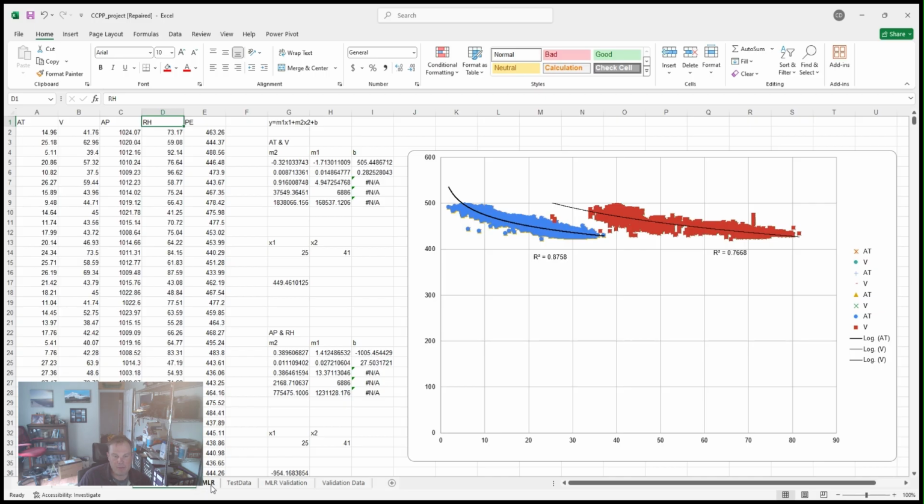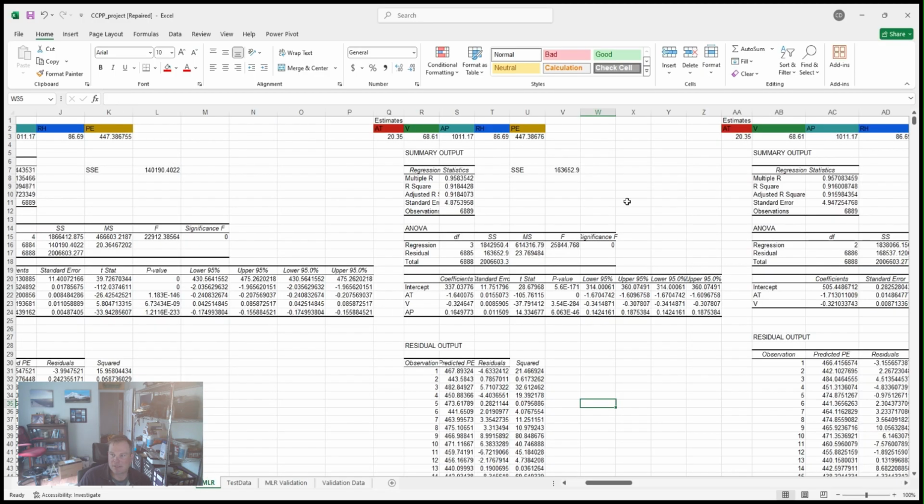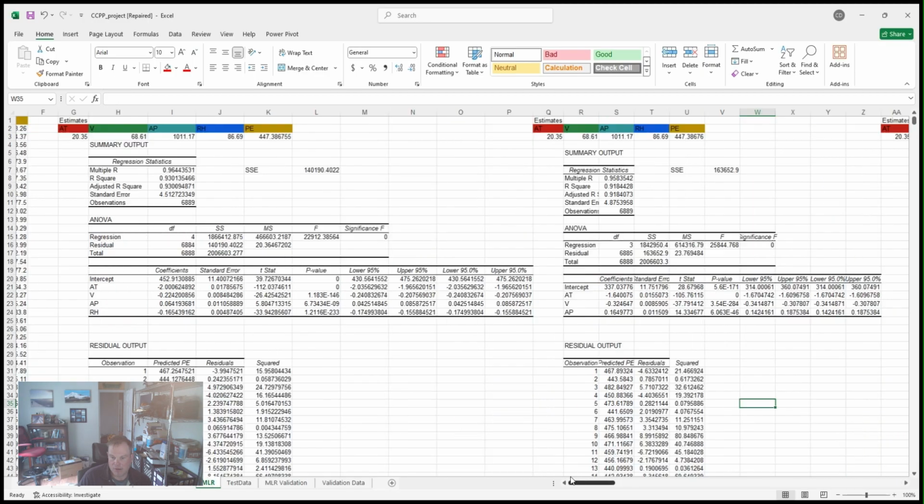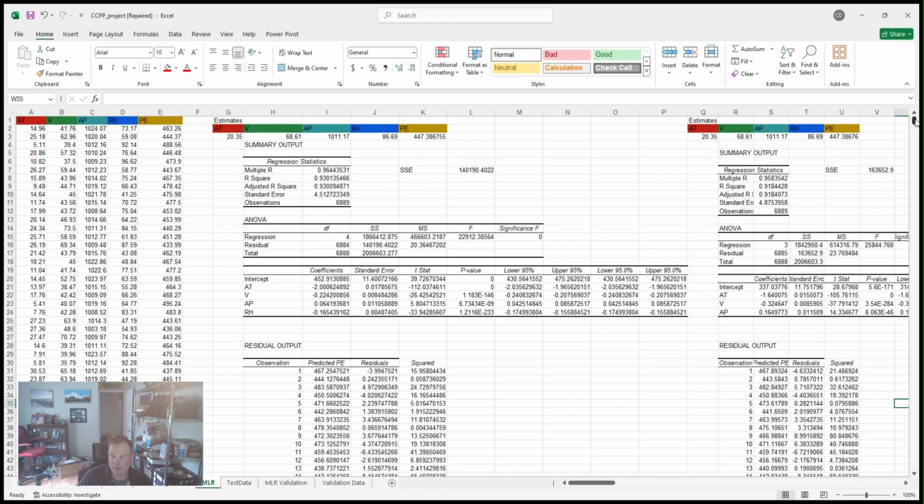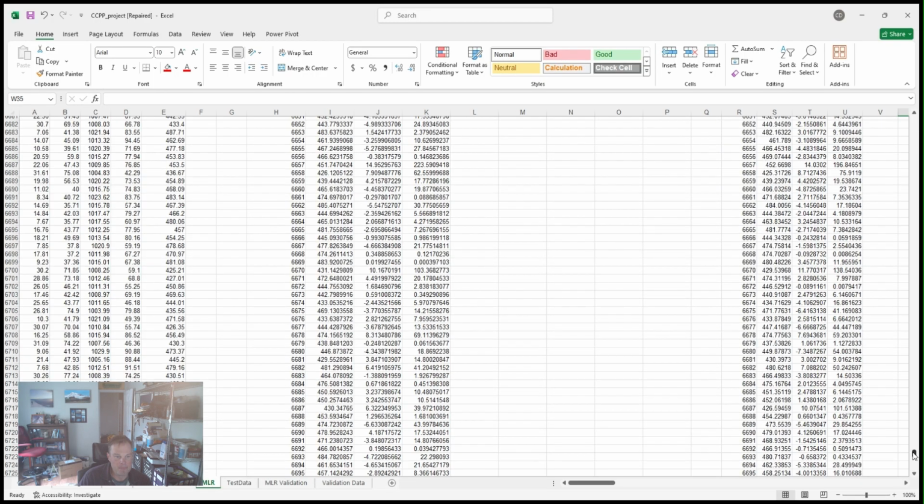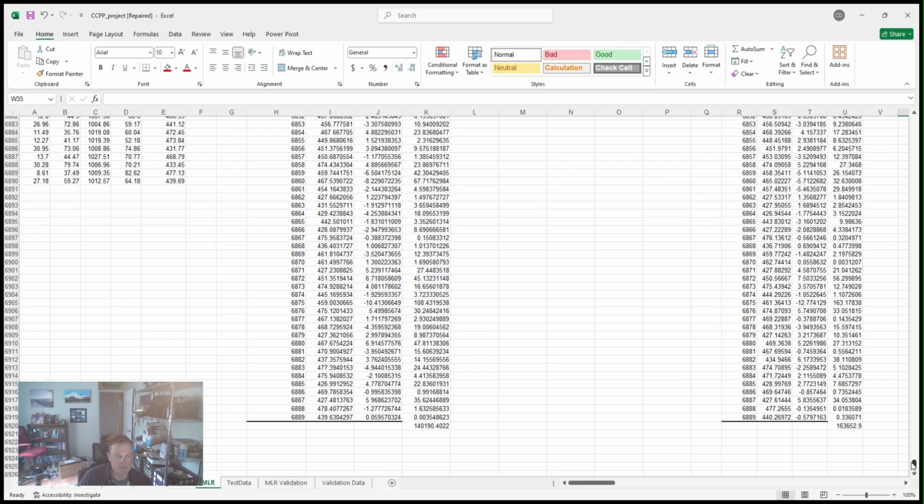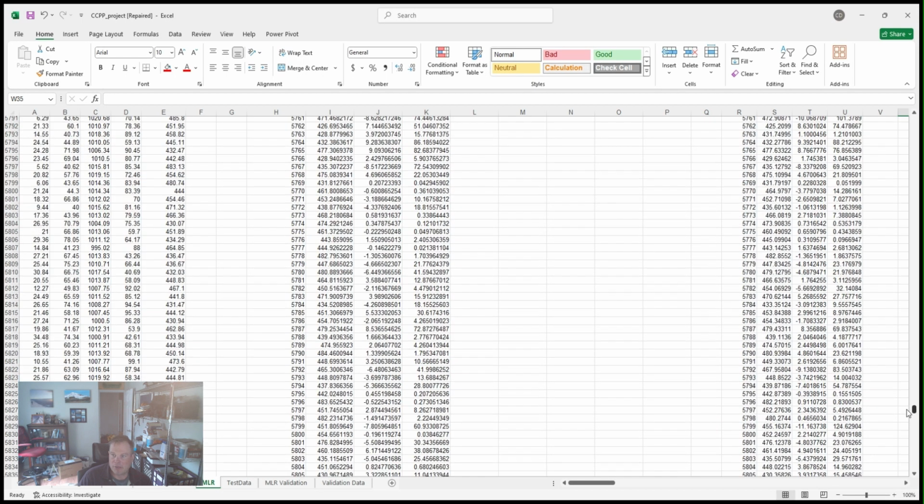Took that and moved into, first of all, broke data down to have some validation data, and we'll get to that a little bit later. So the data that we did the linear regression on and the MLR is based on approximately 6,900 samples, 6,890 samples.